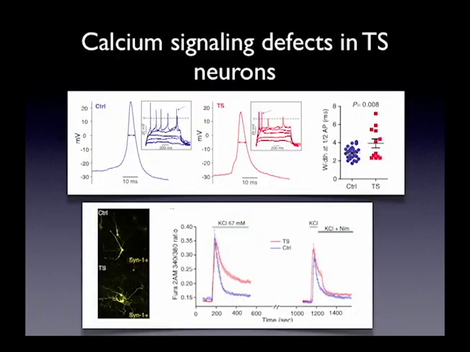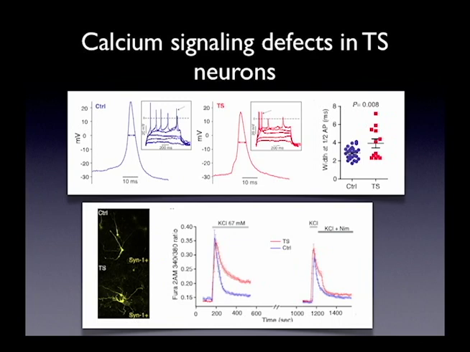Okay, so we took skin cells from her and from other kids with Timothy syndrome. We converted them to stem cells, and we made them into neurons. One of the first things we did is we looked at the electrophysiology of the cells. We did this because it turns out that this is a mutation in a voltage-gated calcium channel, and we thought that it might change the electrical properties of the neuron.